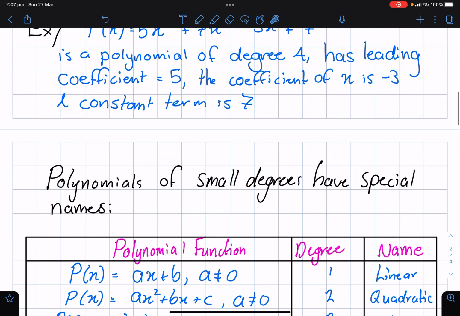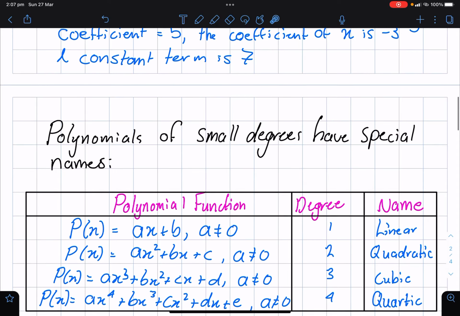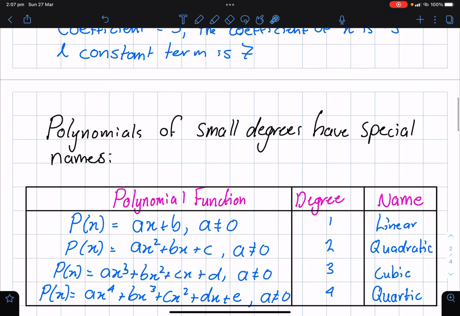A polynomial of degree 2 is a quadratic, so the chapter we just finished was dealing with quadratics, and it is in the form p of x equals ax squared plus bx plus c, and has degree 2. When a polynomial has degree 3 and is p of x equals ax cubed plus bx squared plus cx plus d, we call this a cubic, okay? We'll be dealing with those a fair bit in this chapter as well. And then finally, the last polynomial we actually give a name to is a polynomial of degree 4, and we call that a quartic, okay?